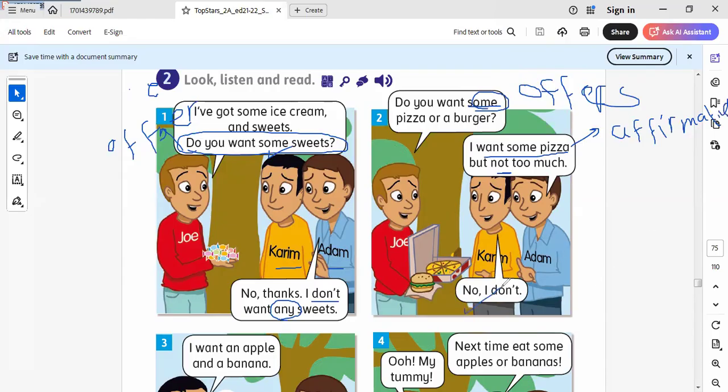Karim and Adam say no, I don't. I want some pizza, but not too much. No, I don't. Here is pizza, and one of them is saying no, I don't. Let's go to another one here, to the rest of this dialogue.